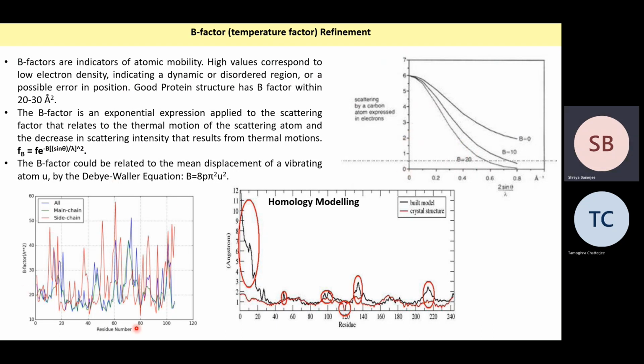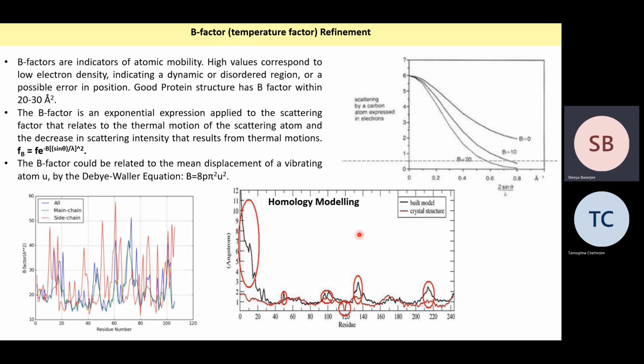And these are some applications of the B factor. If you look at this plot, the highest B factor corresponds to the side chains, which is the red colors. And that is expected because the side chains are very mobile and they are free to move. But the main chain is held by peptide bonds. And so if you look at the main chain or the green lines, you can see that they are much lower. Another application of B factor is homology modeling.